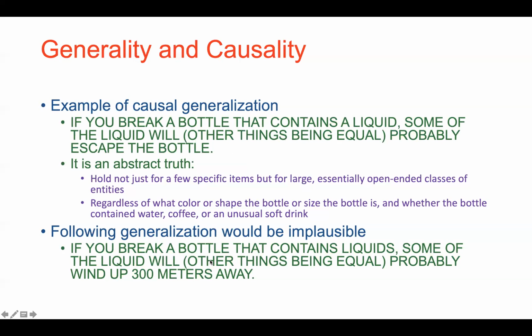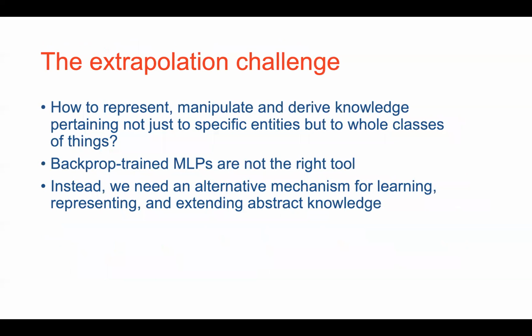But also, if you break a bottle that contains liquid, the liquid will probably wind up 300 meters away. Okay, this would be implausible. That some of it would escape the bottle is fine, but not wind up 300 meters away. So there are these kinds of things: generalization, causality. What is the cause and what is the effect? Can it grasp these items to be more intelligent?